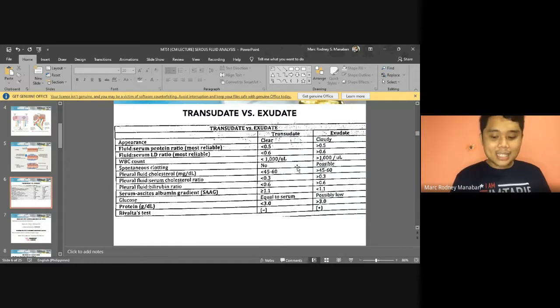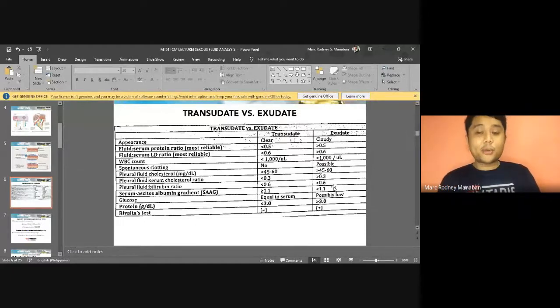So therefore, mas taas ang imuhang ratio. Alright? WBC counts, so the same reason. Spontaneous clotting, possible sa exudate because, again, of vasodilation, pwedeng iyahang ipagawas ko ng fibrinogen sa imuhang cavity. Okay, sa imuhang fluid, serous fluid. Now, pleural fluid cholesterol is less than 45 to 60. Greater in exudate.